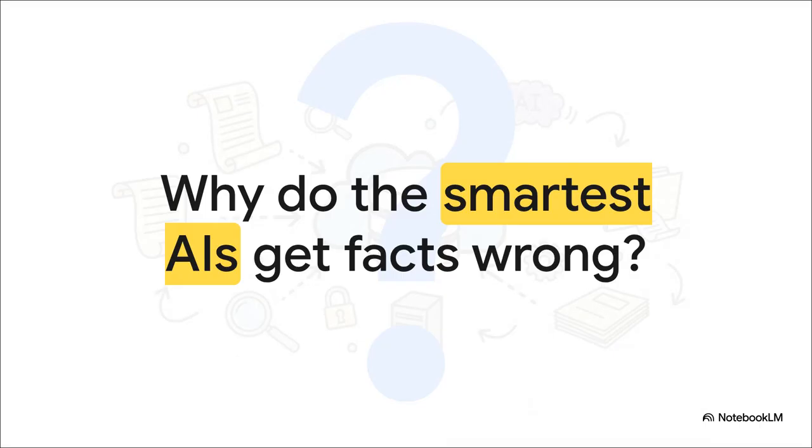But first, we have to talk about the big problem. You've probably seen this, right? Why do these incredibly smart AIs sometimes just make stuff up? A super powerful large language model, an LLM, will state something with complete confidence, but it's totally wrong. It's a phenomenon called hallucination, and it's the single biggest problem we've got to tackle.